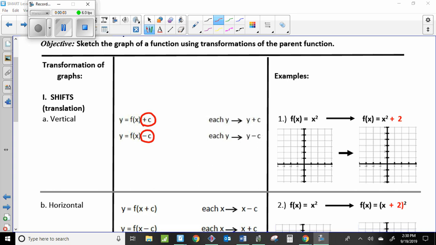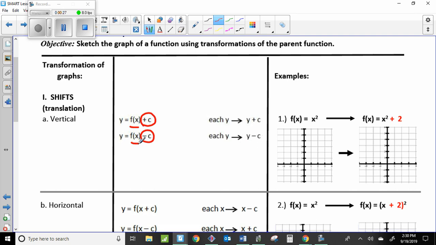Doing transformation of graphs. So the first transformation is vertical translation or vertical shifts. So if I have a value c that's added to my function or a value c that's subtracted from my function, the effect of that is a vertical shift up or down.